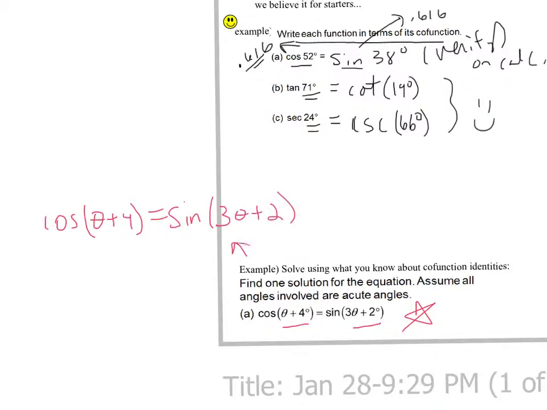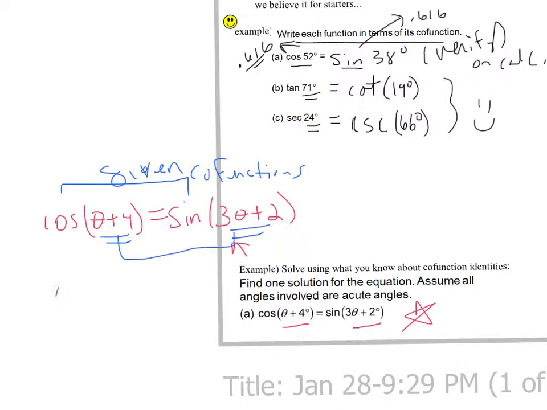The only thing that will allow us to equate those two, given that you see that they are cofunctions. So the first thing you see is that they're cofunctions. The next thing that triggers in your mind, if they're equal and they're cofunctions, you know that their arguments have to be complementary. So you know that theta plus 4 plus 3 theta plus 2 has to be 90. And boom, that's your setup. Then you just use algebra to solve that from there.